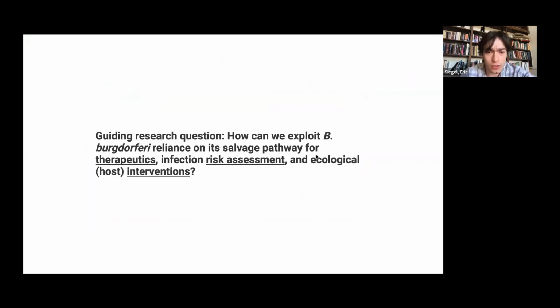So my guiding research question is, how can we exploit the reliance of Borrelia on this pathway for therapeutics, some kind of measure of risk assessment, and ecological interventions?